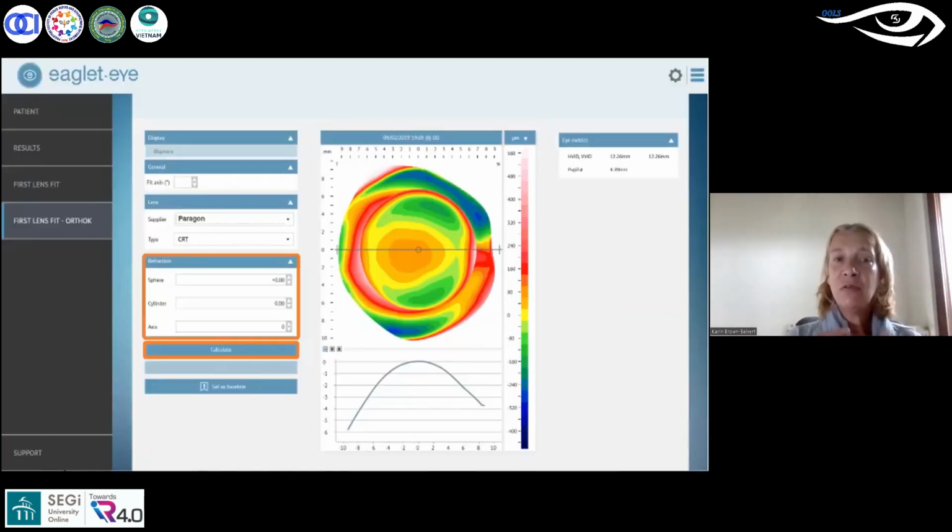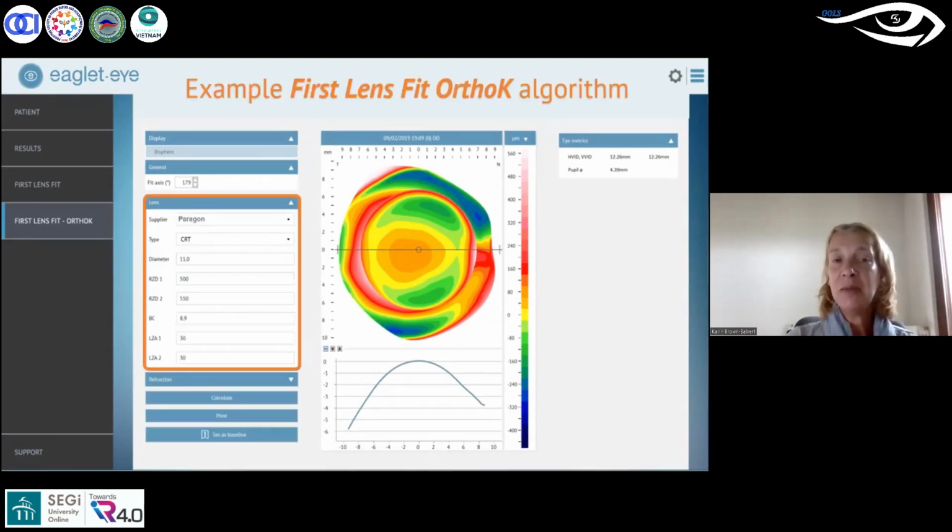So just a little bit of recap here. So here we've got the first lens fit. So in the case of the profilometer, all we do with a Paragon CRT is we actually put in the spectacle prescription. So this is completely empirical. We don't need to place a lens on the eye, but with the spectacle prescription, you can then do the calculations. It will then give you the diameter based on the HVID, your return zones, your base curve, and your landing zones there as well.